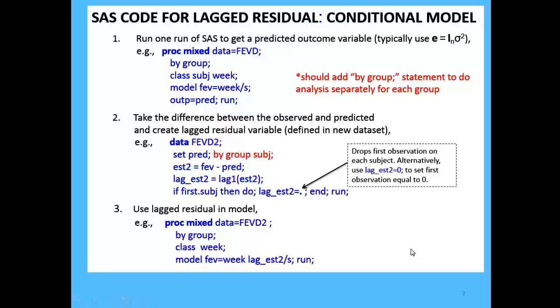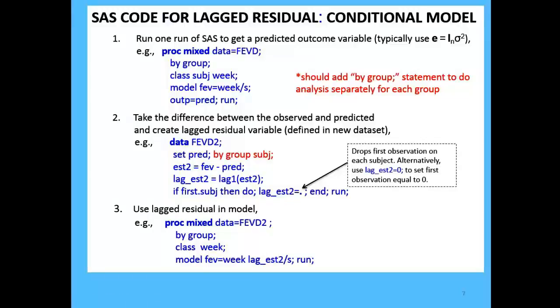What's in this model? What are the predictors in this model? One of the predictors is defined by the week term, right? It's 4 dummy variables for the 5 weeks and a constant. And then this is the lag variable that I defined here, which has the earlier value corresponding to the FEV score at each week. So when I run this, that's the conditional model. And that's how you do it.